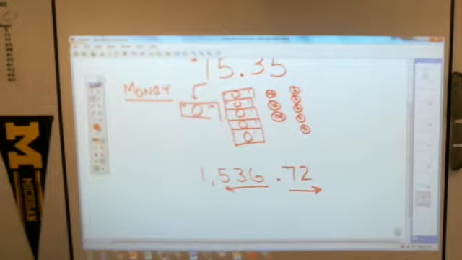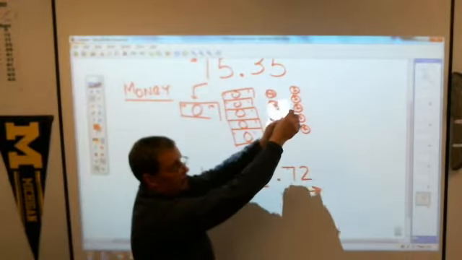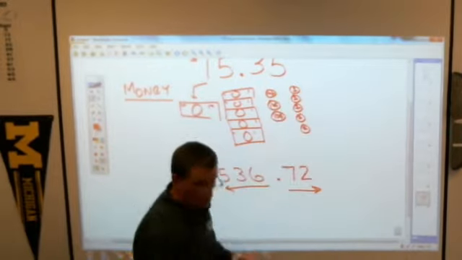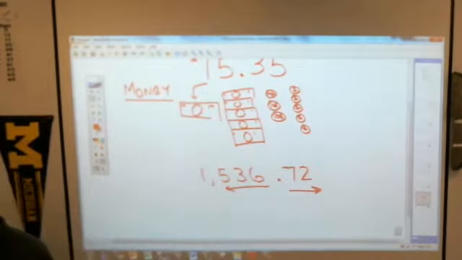I wish I could stick them on my board. I probably could if I had tape. There's got to be a better way to stick them. Anyway, 7/10. 7/10 is like having all of these pieces of paper, okay? Those are 7/10. But here, this is where it gets crazy.